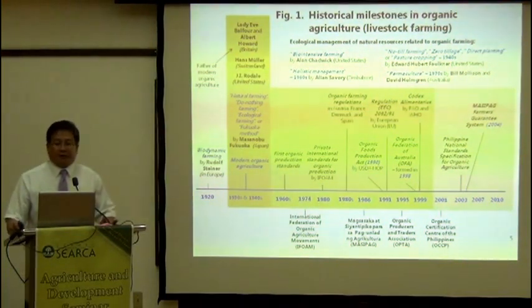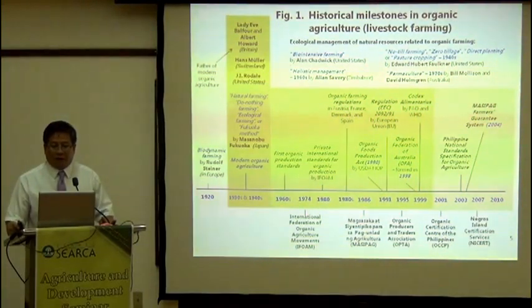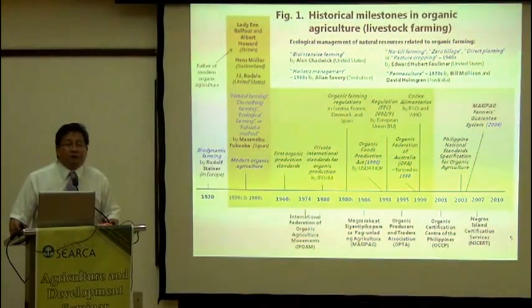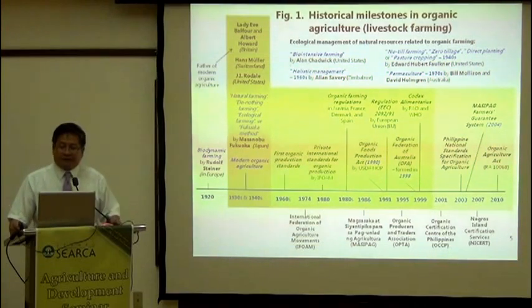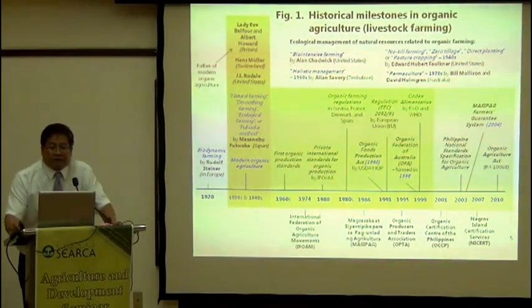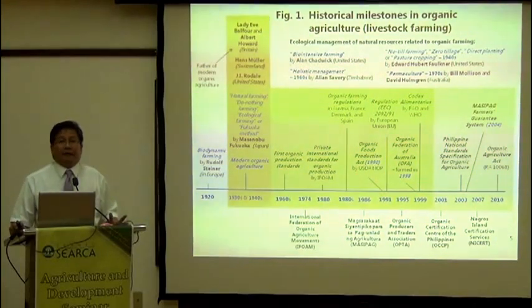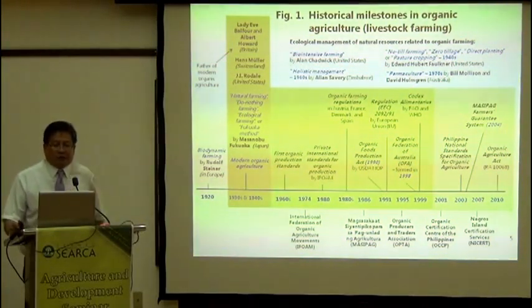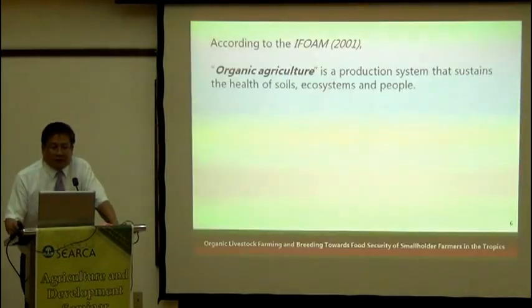And then a year later, the Masipag came up with their own Farmers Guarantee System. And then you might have heard about NISERC, the Negros Island Certification Services, which just came out in 2007. And of course, the latest and most important would be the passing of the Organic Agriculture Act of the Philippines, RA 10068, in 2010. So those, in actual, are the milestones involved in organic farming.